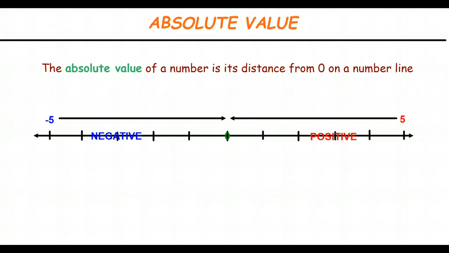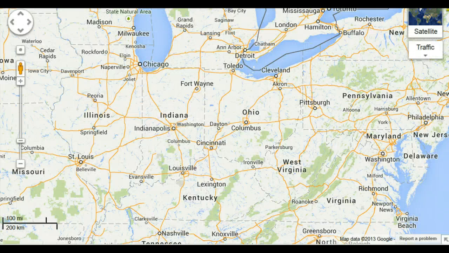And before we get into exactly what that means, I want to give you an example of something that you're probably a little bit more familiar with than absolute value, and we're going to talk about distance on a map. Now, the center of this map is the city in Ohio, Cincinnati. I chose Cincinnati because it has a fairly close distance to a whole bunch of different cities.